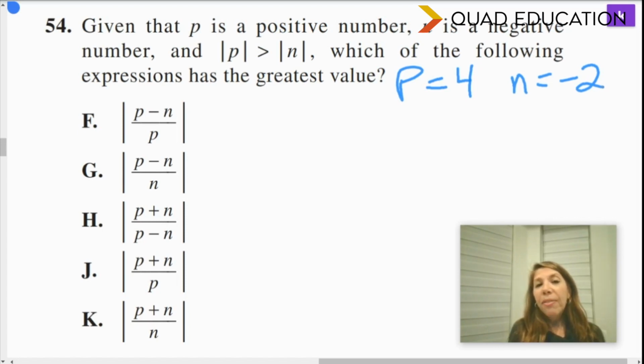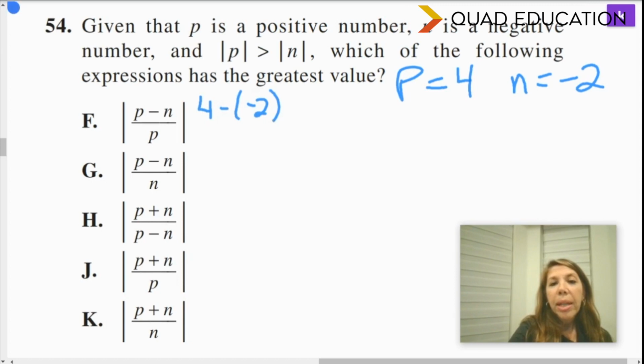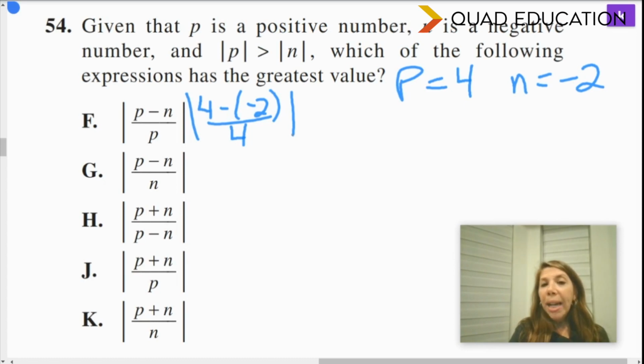It goes on to ask which of the following expressions has the greatest value. So that means that one of our answer choices has the greatest value. We're now going to take our p and our n and plug them into each answer choice. So in the case of F, we would have 4 minus a negative 2 divided by 4, and the absolute value of that. Well, 4 minus a negative 2 is the same as saying 4 plus 2, which would make it 6 over 4. And since 6 over 4 is already positive, we don't need to worry about the absolute value sign.